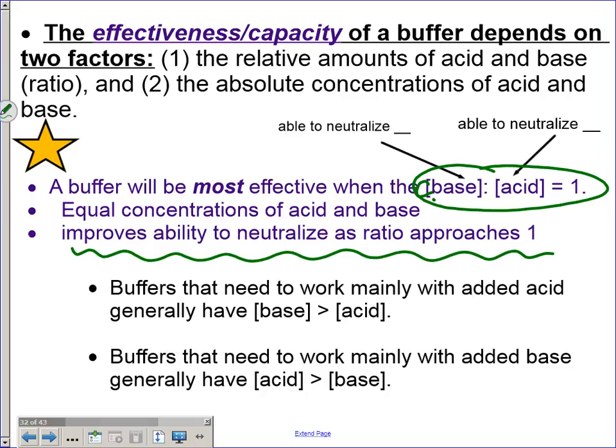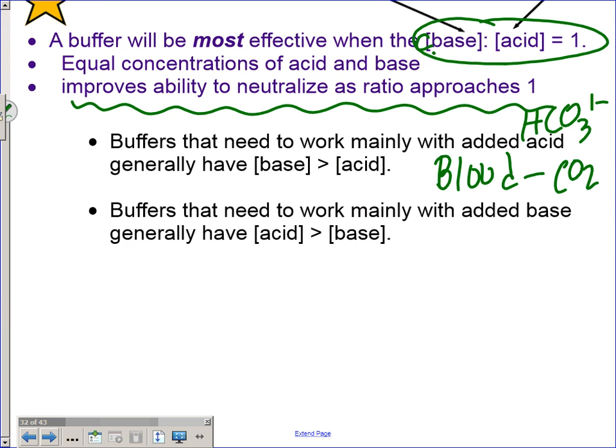So for example, in our blood, a lot of times we're adding carbon dioxide through inhalation. So carbon dioxide, when it dissolves in water, makes what? Carbonic acid, which is an acid. So in our blood, we hope to have more of that conjugate base, bicarbonate, than some of the other species, because its job is really to neutralize that acid added to our blood. So some buffers have special purposes, is what I'm saying. And so if you have a buffer that's supposed to be neutralizing base more frequently, you have a little bit more of your conjugate acid or your acid in general.